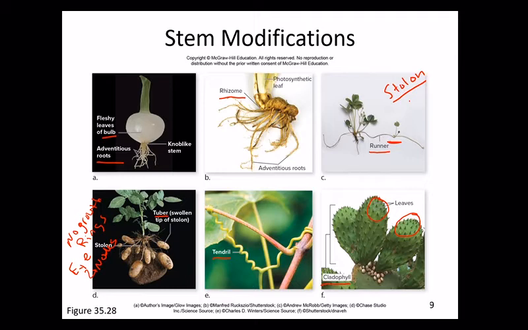So cladophylls are a photosynthetic modification or flattening of the stems that will allow for conservation of water, to prevent water loss, and they're also going to be modified in a lot of cases to store water.